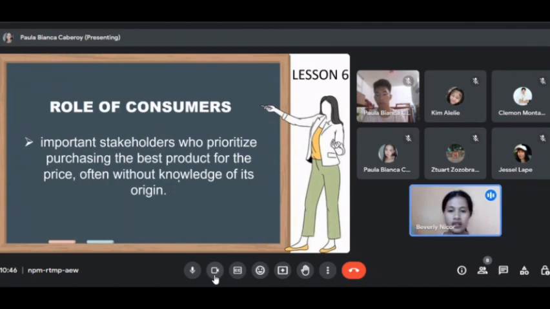Role of consumers. Important stakeholders who prioritize purchasing the best product for the price, often without knowledge of its origin. As we all know, consumers play a significant role in the economy as they buy products and services from businesses, thereby supporting their growth. However, consumers are often unaware of the impact of import restrictions on retail prices and the economy as a whole, as these costs are spread out among many people over time and involve only a small price increase for individual purchases.